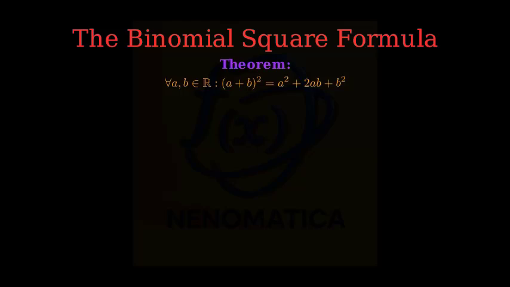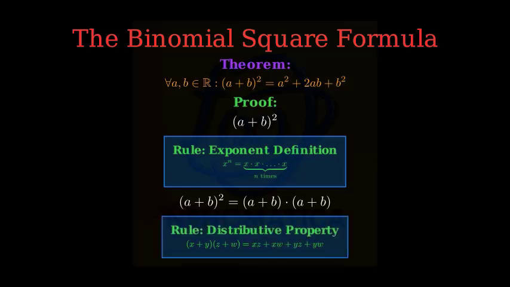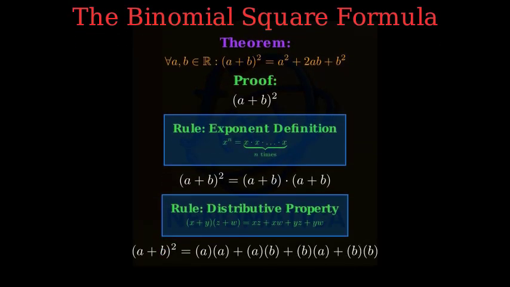Now, let's prove this formula step by step. First, we start with the binomial expression (a + b)². Using the basic property of exponents, we know that the square of a term can be written as the product of the term with itself. So, (a + b)² equals (a + b) times (a + b). Now, we'll use the distributive property to multiply these binomials. We multiply each term in the first parenthesis by each term in the second parenthesis.